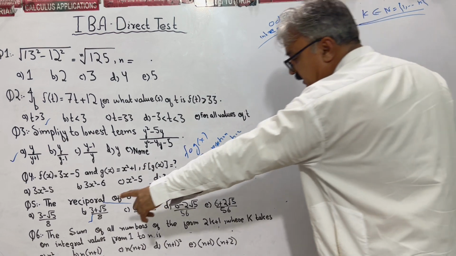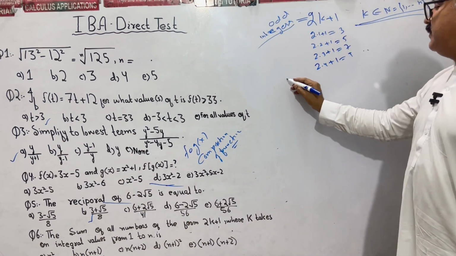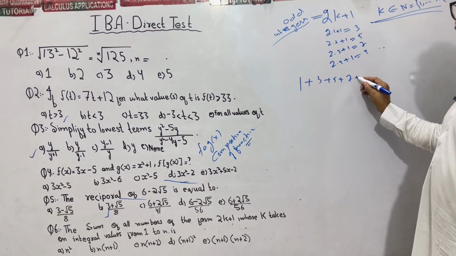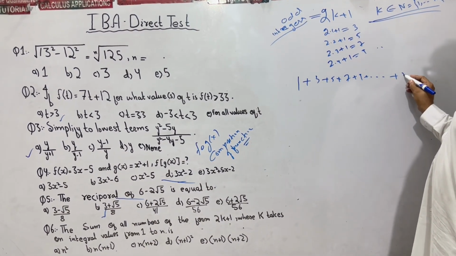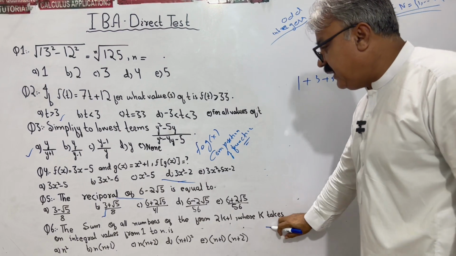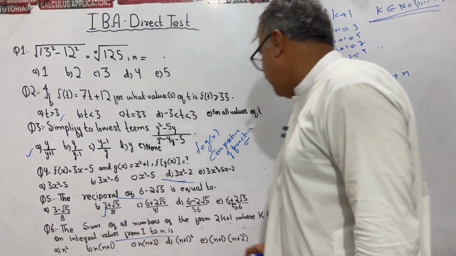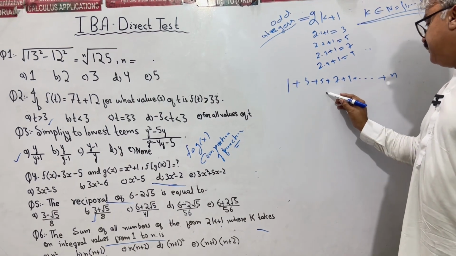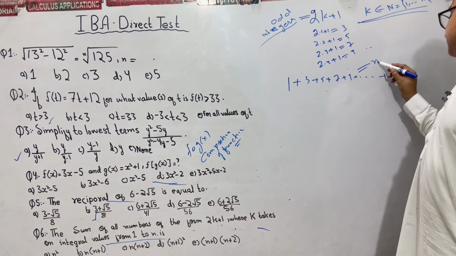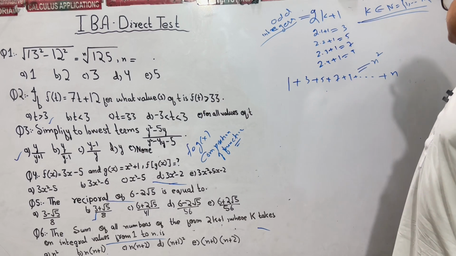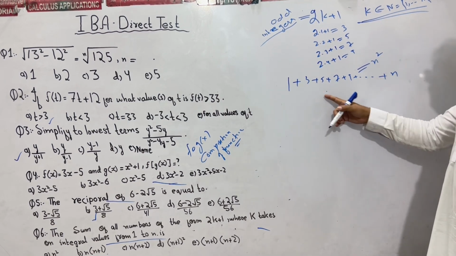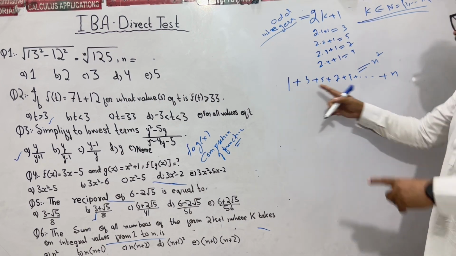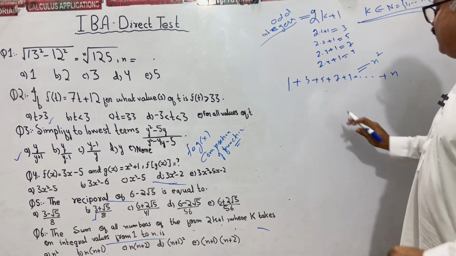So we are asked the sum of all numbers of the form: 1 plus 3 plus 5 plus 7 plus 9 plus dot dot dot up to n terms, where k takes on the integral values from 1 to n. This is the sum we have to find out. Mostly people are familiar with the fact that the sum of first n odd natural numbers is n square. How? Let's see and find out.